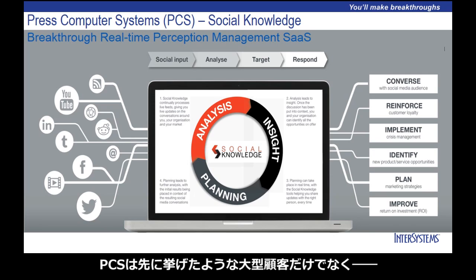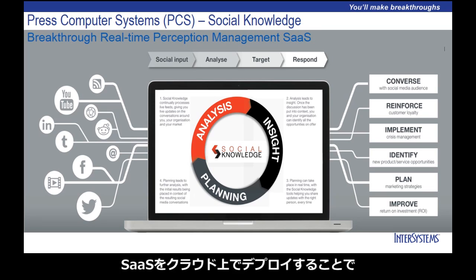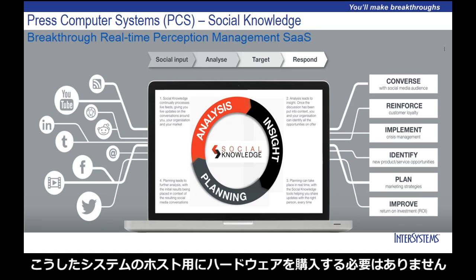But they're not only going after the big clients. They're also trying to go after some of the smaller clients. So you can imagine the scale difference that's needed in terms of the clients that they're going after. And software as a service with the cloud deployment model gives them the ability and the flexibility to do that. They didn't have to go out and purchase all of this hardware to host their systems by any means.